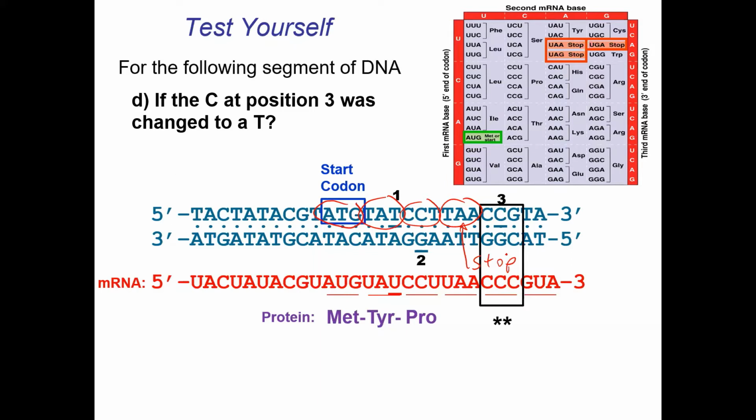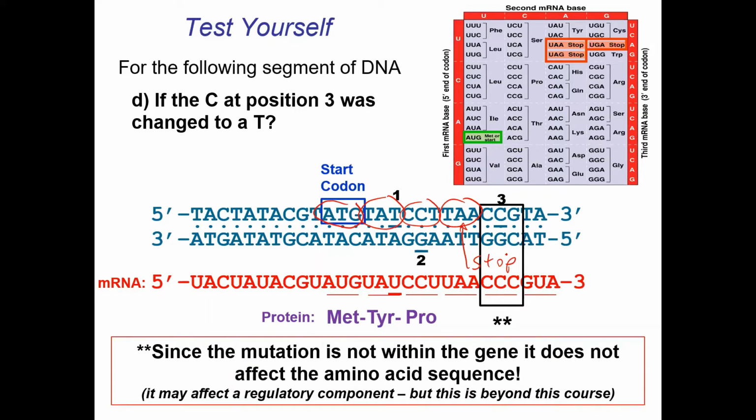So what would happen to the gene? Well, the answer is not much. It's not within the coding part of the gene, so it's not going to affect the protein. It's not going to affect the amino acid sequence at all. It may affect some sort of regulatory component, because the terminator is there, but that's something that we're not going to address in this course. So in this case, you would say the mutation is not within the gene, so the amino acid sequence is not going to be affected. Same thing if I asked about something that happens before the start codon. It might affect the promoter, might affect some sort of a regulatory component, but it's not going to affect the protein sequence. So you can say something like that.